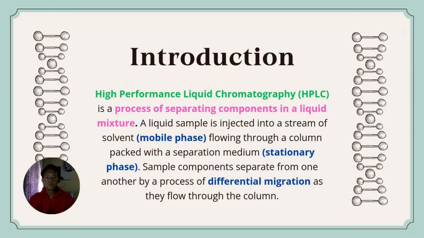I will explain about the introduction. High Performance Liquid Chromatography (HPLC) is a process of separating components in a liquid mixture. The liquid sample is injected into a stream of solvent, the mobile phase, flowing through a column packed with a separation medium, the stationary phase. Sample components separate from one another by a process of differential migration as they flow through the column.